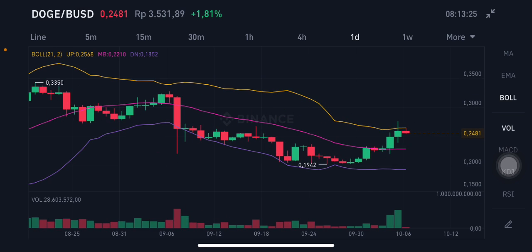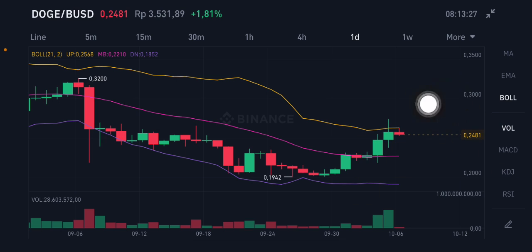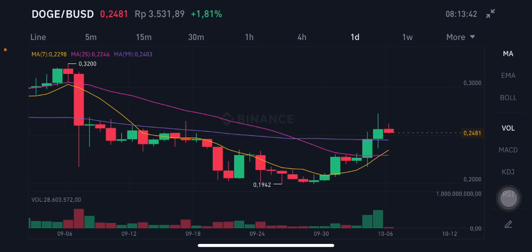For the daily chart, basically it is already having a correction, going down below the upper band at 0.2568. If it goes down to this pink one, then you can enter slightly on the purple one here, 0.18 or below that point, right? For the moving average, it is also still above all of the moving averages, but if there is a correction, the first support should be at 0.24 and the next one is at 0.22, right?